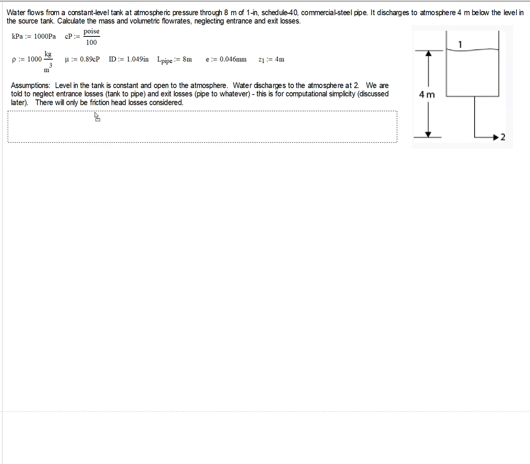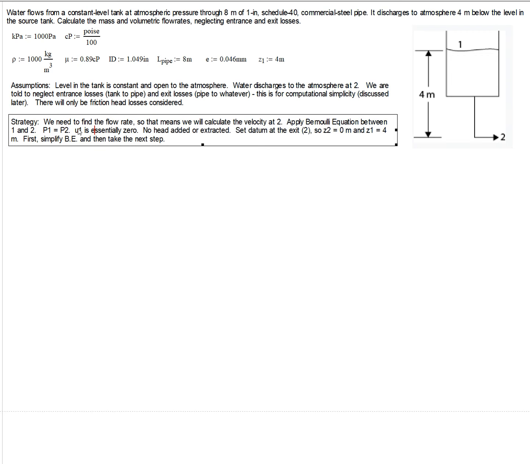So this is water. Again, one of the inherent assumptions that we have is that this is going to be an incompressible fluid. We are saying that our density is constant, and that also means that it's a steady state. Because this level is constant, the flow rate through this pipe is constant and not changing with time.